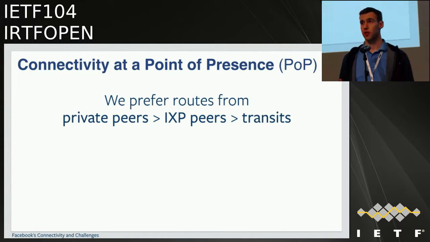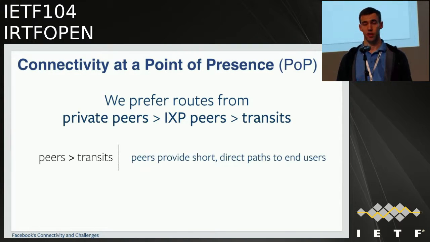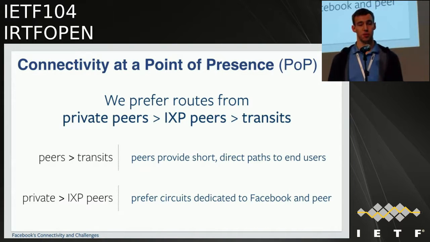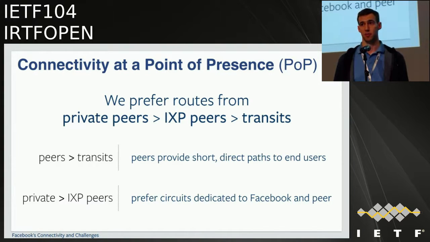So how do we prefer across these different routes? What are our routers configured to do? In general, we apply this very simple policy. We prefer routes from private peers over internet exchange point peers over transit providers. Now, we prefer peers over transits because peers provide us short, direct paths to end users. And we prefer private over internet exchange point peers because we prefer circuits that have dedicated capacity between Facebook and the peer.